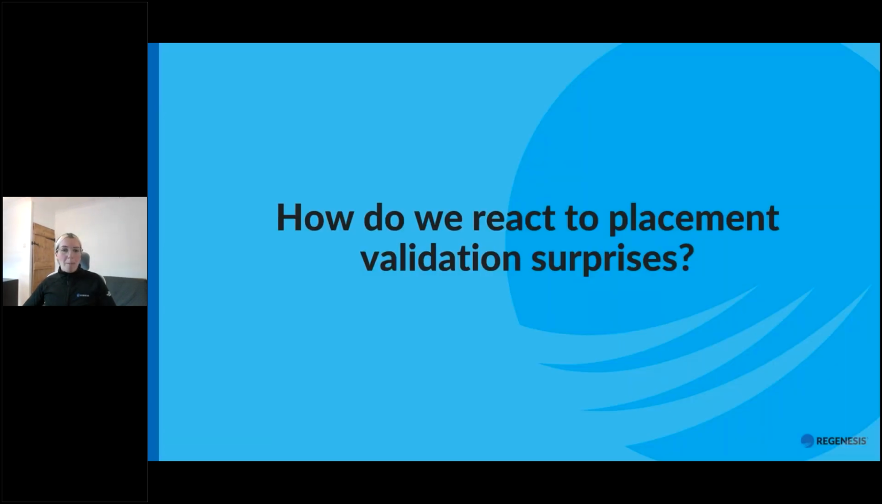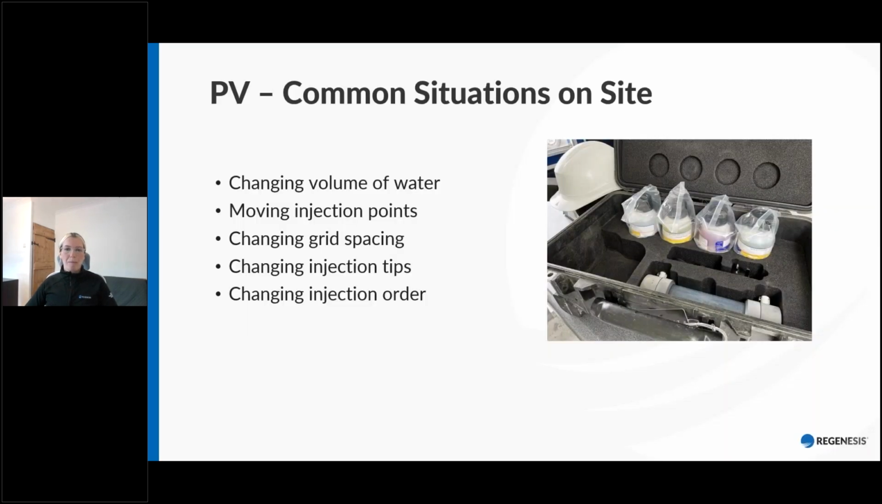So we've spoken a fair bit about the importance of placement validation and how we undertake it and interpret the results. But what about when the results show something we aren't quite happy with? How do we react to those surprises? So, for example, we might have identified a location where the ROI hasn't been achieved, or a point in a barrier where the ROI between two injection points isn't overlapping, essentially creating a gap in the barrier. We have certain standard methods for handling this.